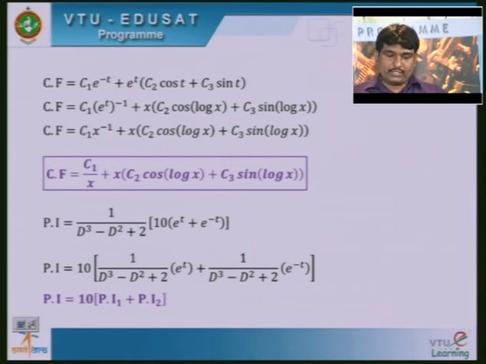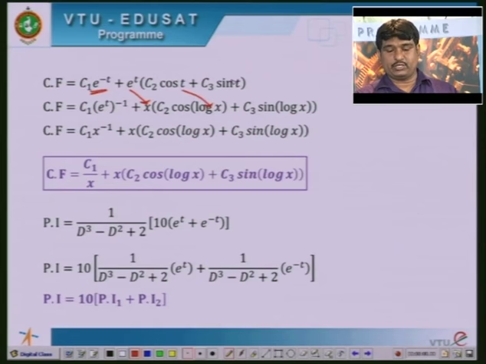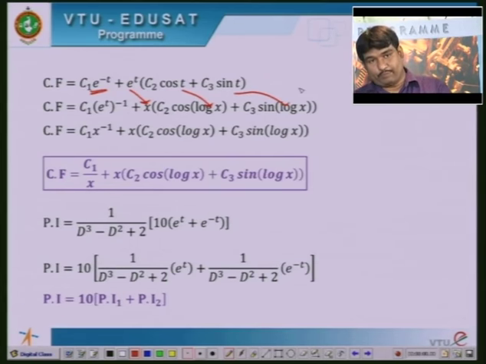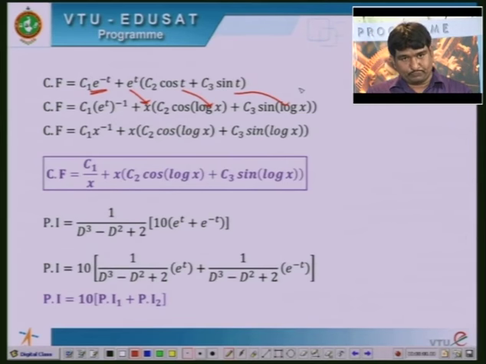Next, we have to convert this in terms of x. The same law of indices, I have written e to the power of minus t in the second stage as e to the power of t whole to the power of minus 1. This e to the power of t is x, this t is log x. So e to the power of t is x, x to the power of minus 1. So CF is C1 by x plus x into so and so. This is the complementary function.